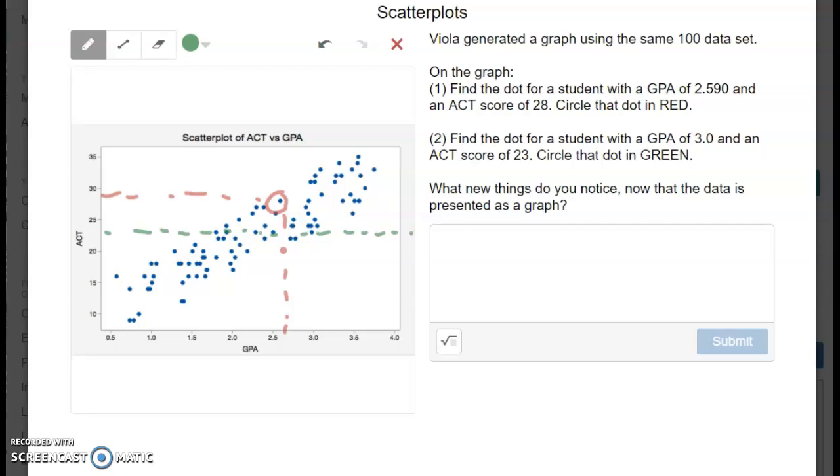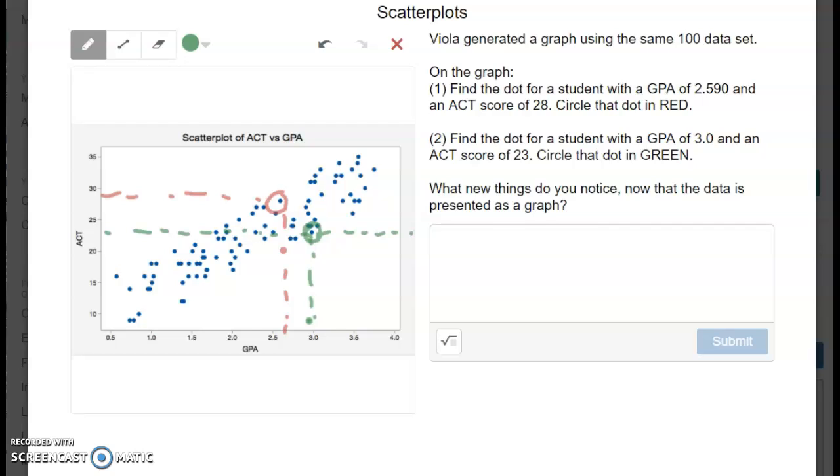So where we've left off is in card number 3 of the second Desmos exercise. Now we're looking to find the dot for the student with a GPA of 3.0. So 3.0 will be here, okay? And an ACT score of 23, and we've drawn the green line here. That means we are looking for points along here like so. And so my guess will be this will be my student with an ACT score of 23 and GPA of 3.